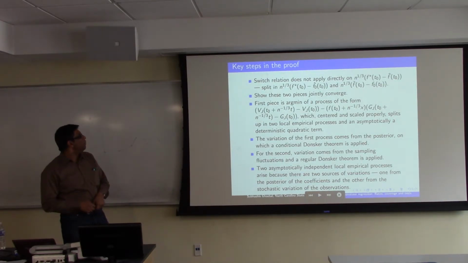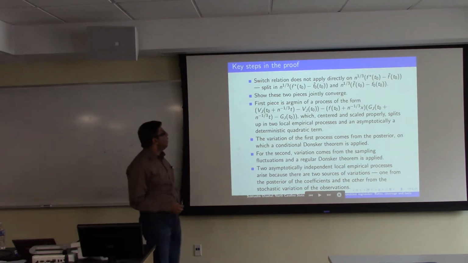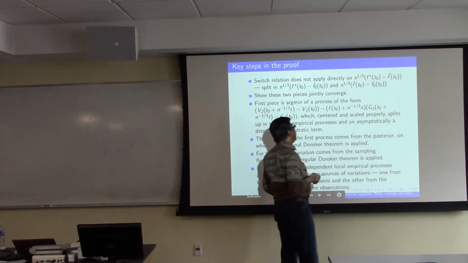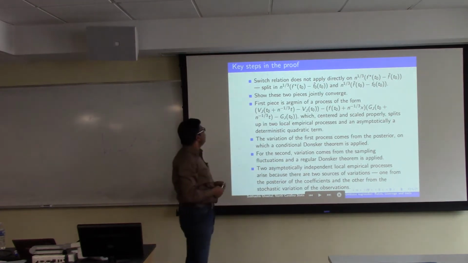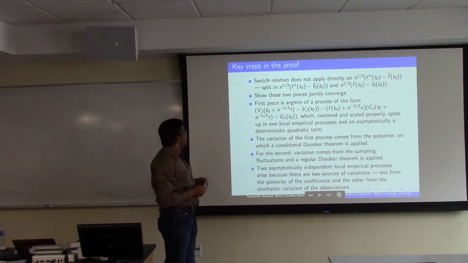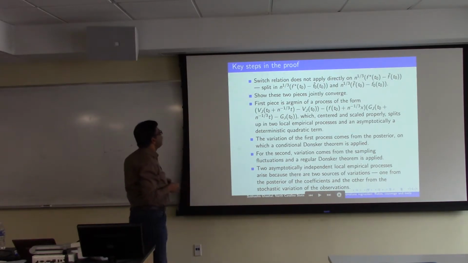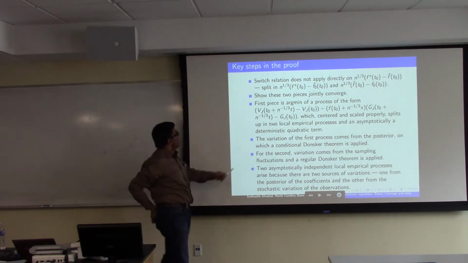Okay, so that's... I don't think I have enough time. Just maybe quickly. The switch relation does not directly apply on this difference because this is also monotonized. So what you have to do is split it in two parts, and then individually you apply switch relations. So you find some kind of joint distribution, and in each piece you apply the switch relation.